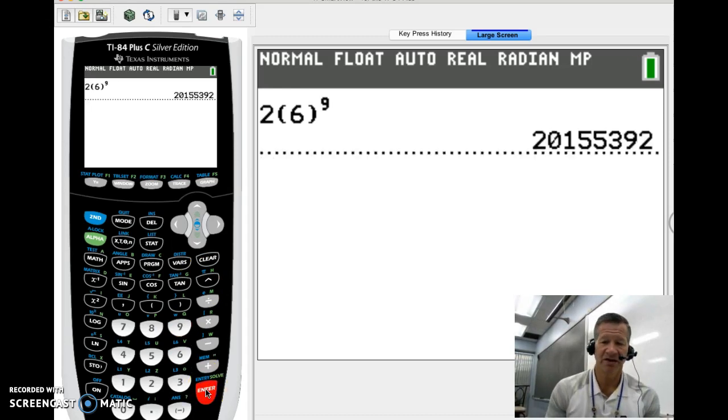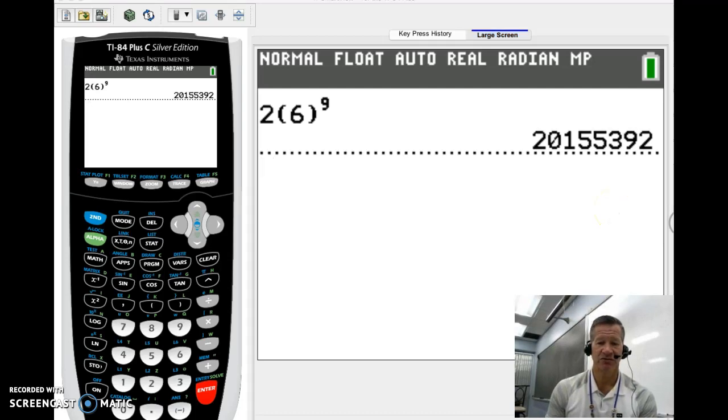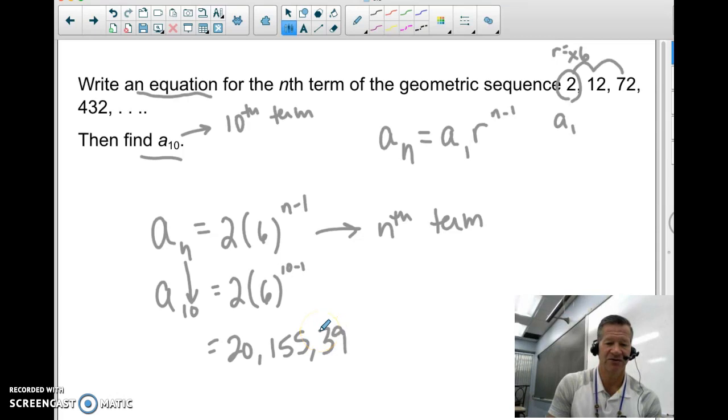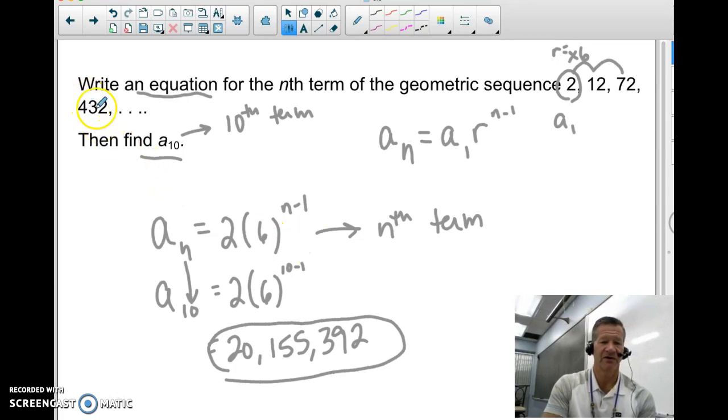That is 20,155,392. Holy smokers. Gets big fast. Folks, that's why they call it exponential growth. It grows fast. The fourth term is only 432, but by the 10th term you get to 20 million.